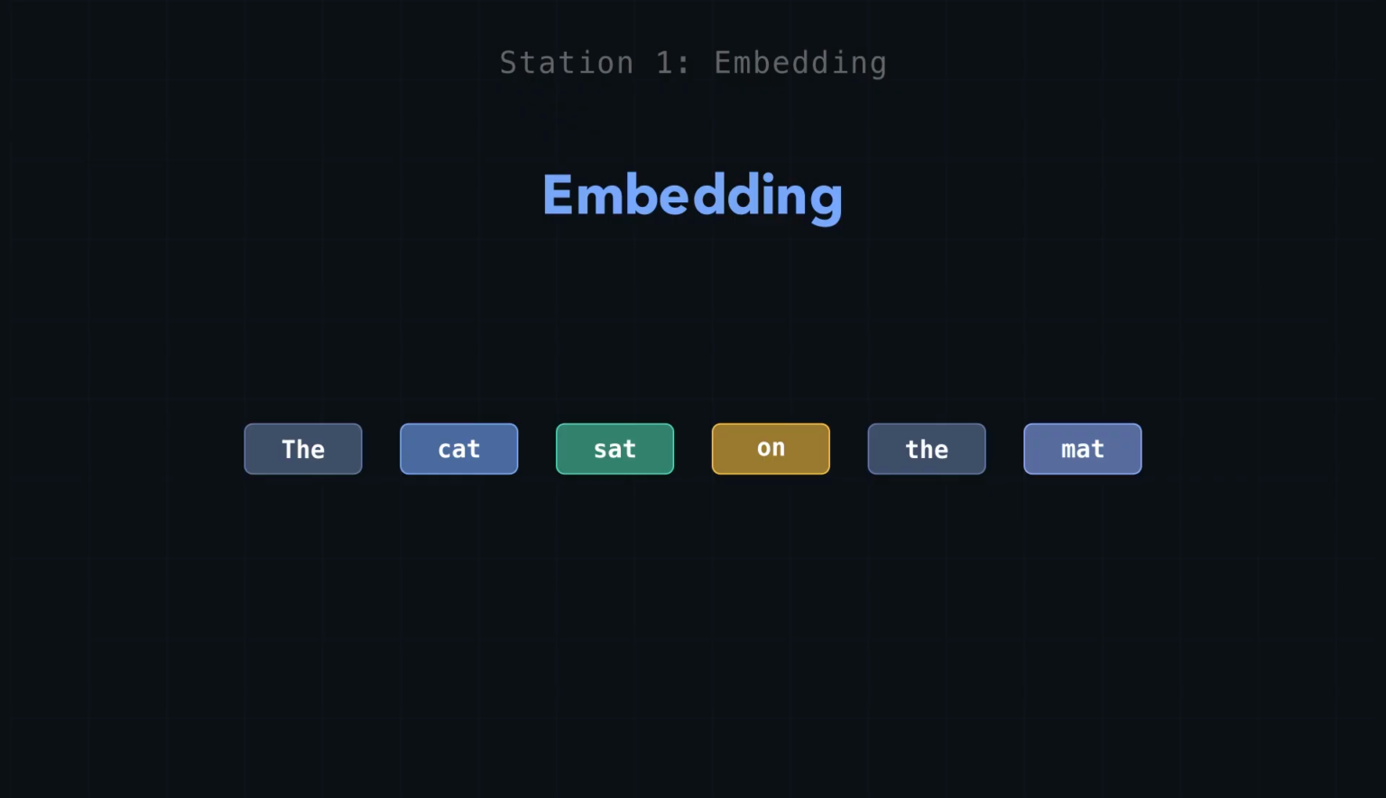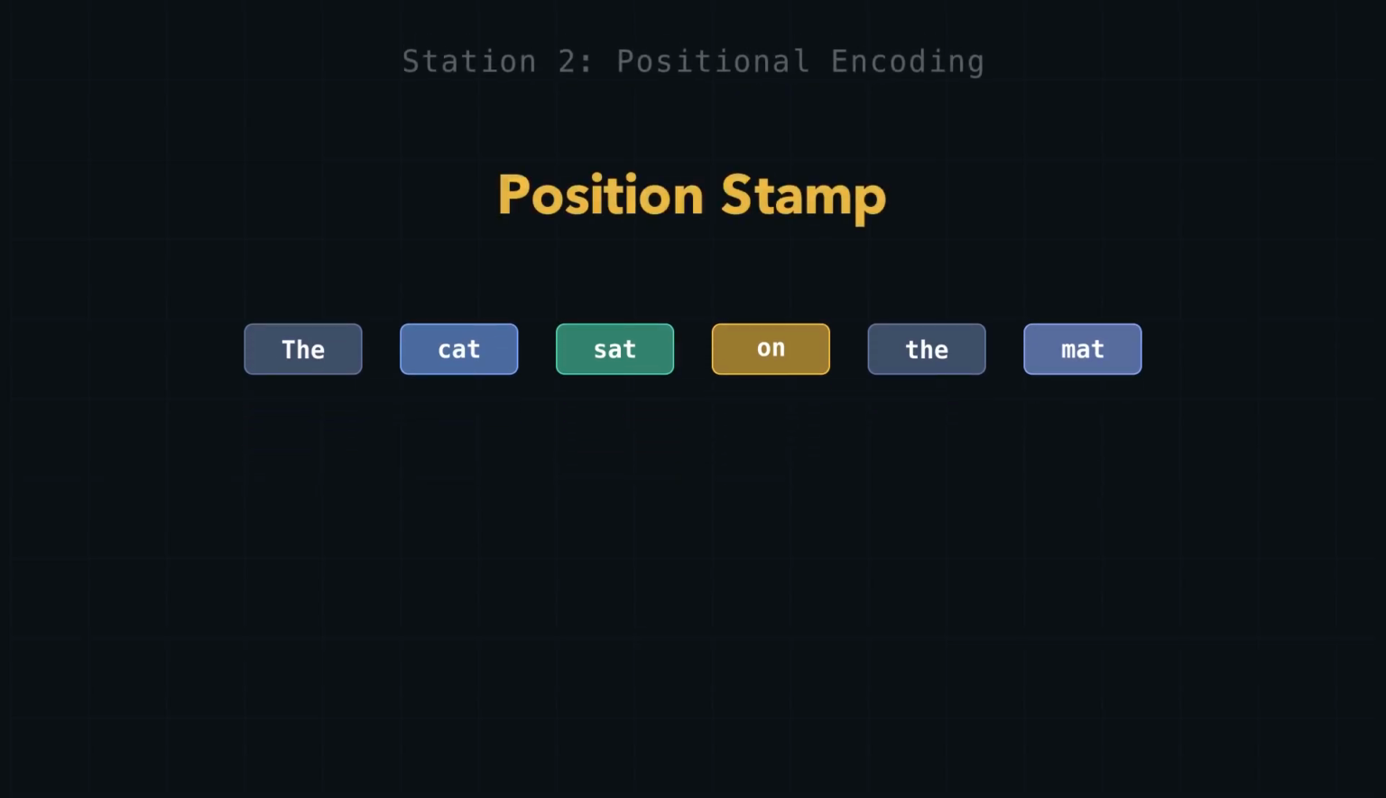But there's a problem. These vectors have no idea what order they came in. "The cat sat on the mat" and "the mat sat on the cat" would look exactly the same, because attention sees everything at once with no sense of sequence. So the transformer adds a position signal to each vector. Now the model knows that cat came second and mat came 6th. Same word, "the", in 2 positions, but now they carry different information.